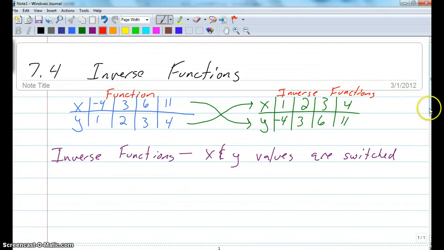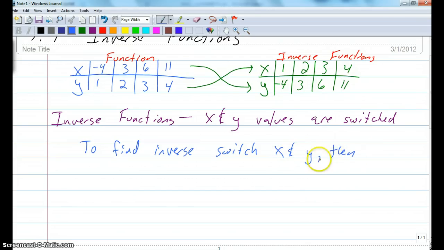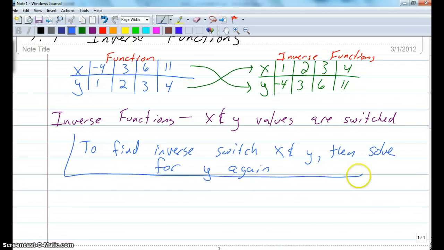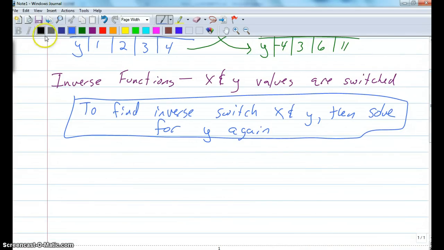All right, so what if I give you an equation? That's great if I give you a table. What if I give you an equation? It's almost as easy. To find the inverse function, you switch the x and y, then solve for y again. You switch the x and y and solve for y again. That's if you're given an equation. Let's do an example of this.